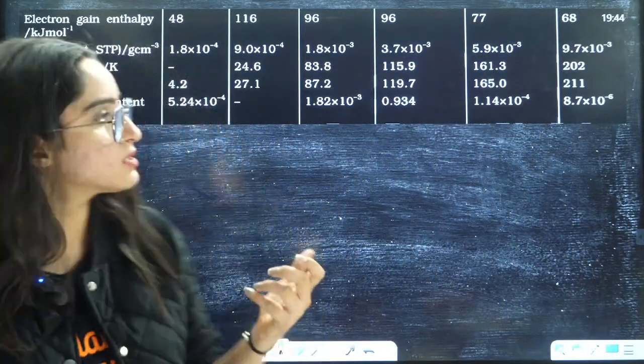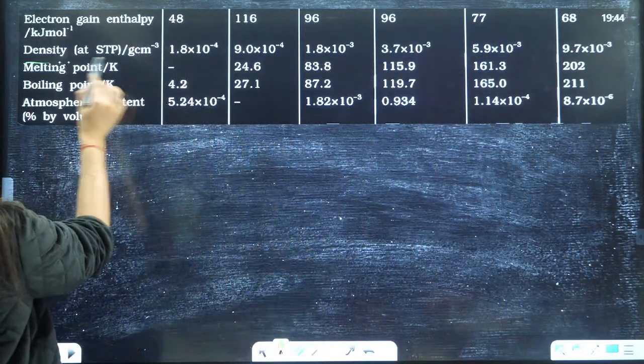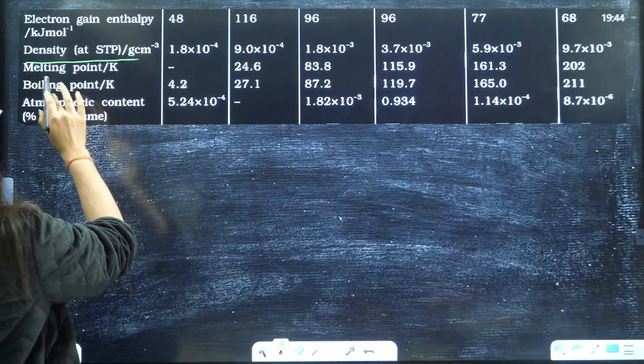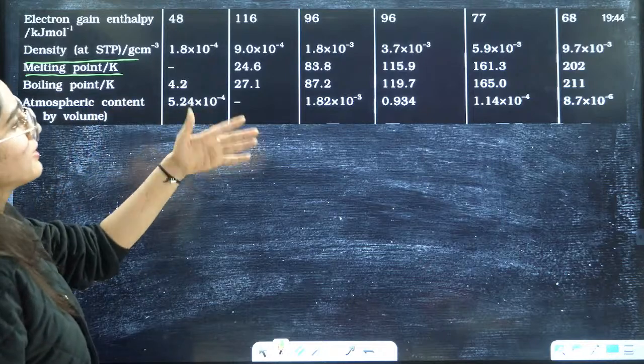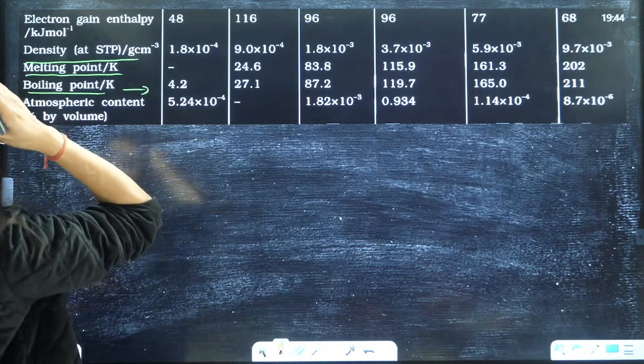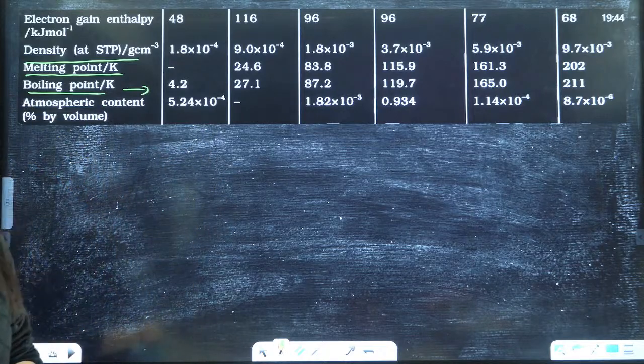So as you can see here, next one is density. Density is again not important. It is increasing only, right? Melting point, again it is increasing. Boiling point, again not an exception that you can see. Atmospheric content is also not important for you. Okay? Yes, everybody? Just give me a second.